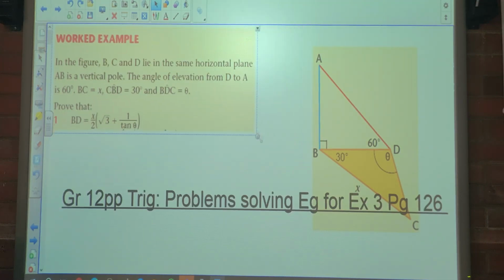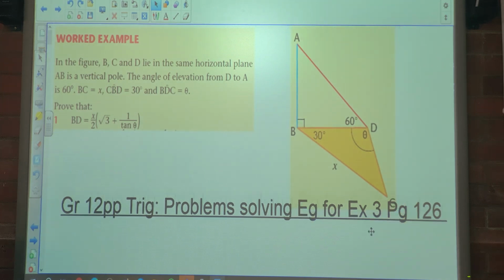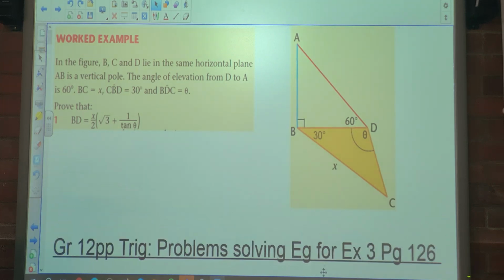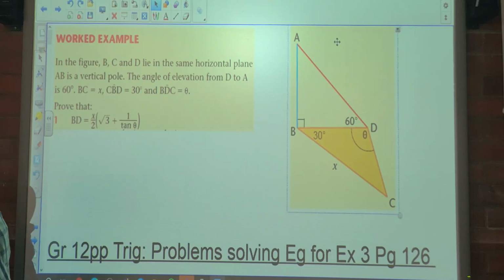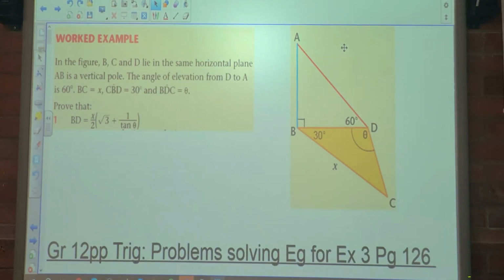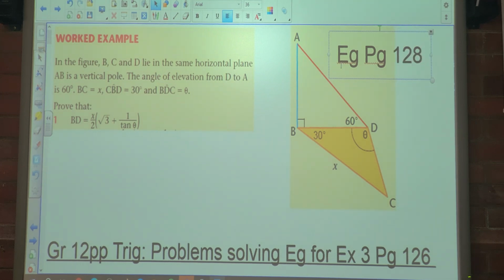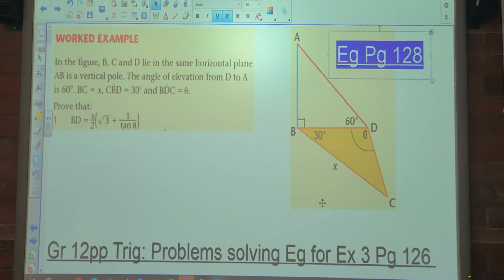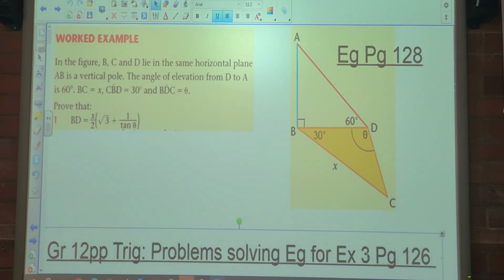Okay, so we're looking at the worked example on page 128. And this is the examples for exercise 4 on page 128. Is that correct? Right. So what do you notice here?